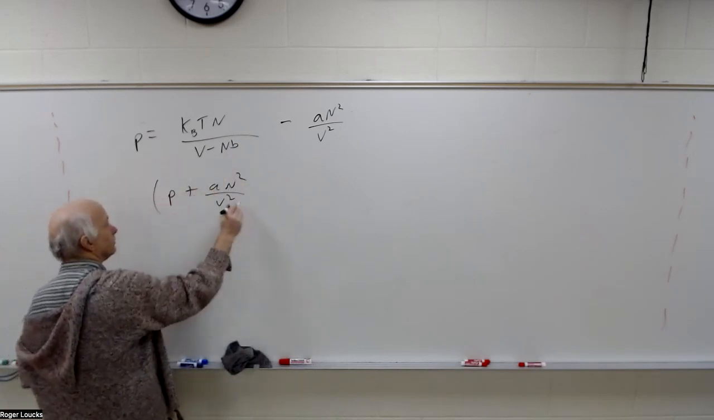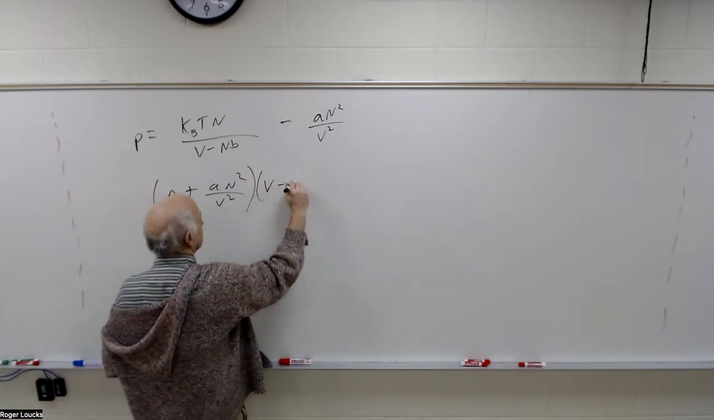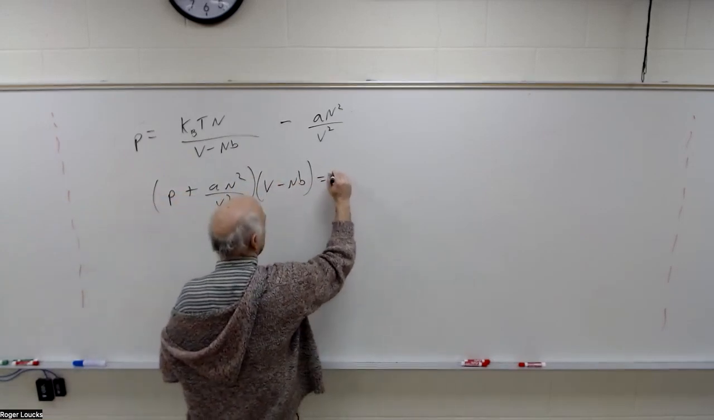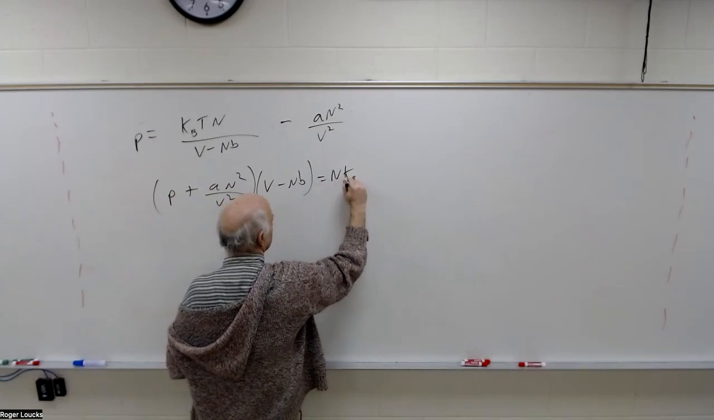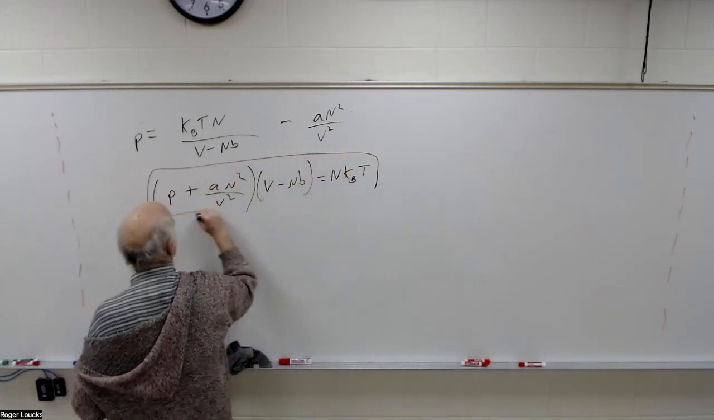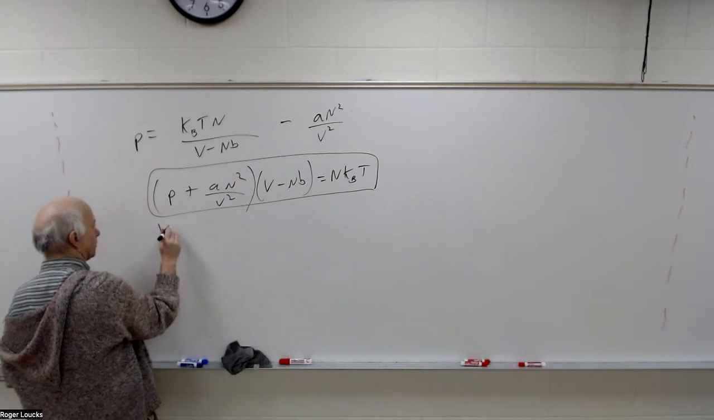Times my buddy here, V minus n b, equals n k_B T. Okay, so this is our van der Waals equation of state.